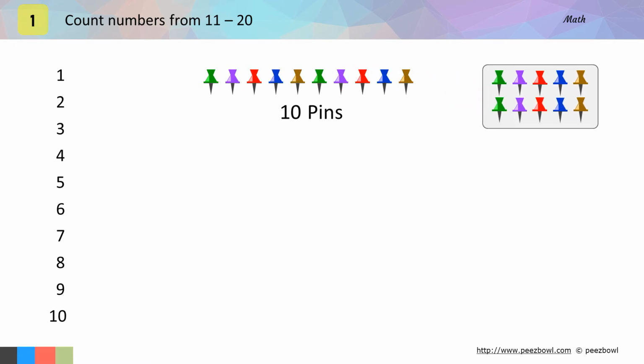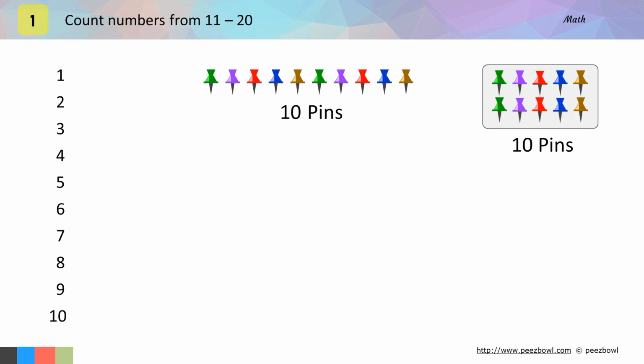So in the left hand side we have individual 10 pins, and on the right hand side we have 10 pins in a group. Both the sides have equal number of pins, as you can see. But the only difference is that in the left hand side we have kept pins individually, and on the right hand side they are in a group. So what did you observe from this activity?